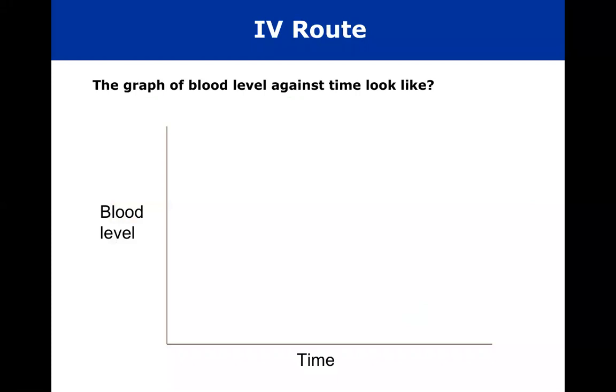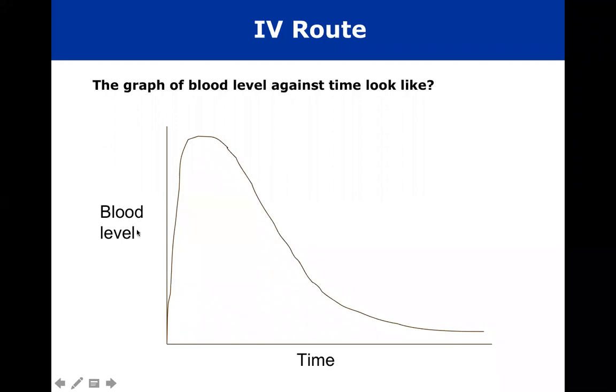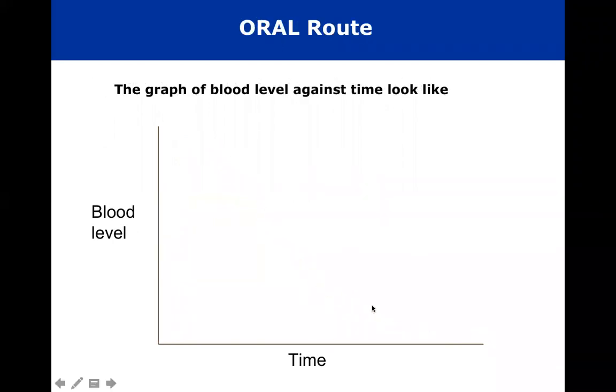In general, the graph of blood level against time looks like this. This is the blood concentration level, and this is the time. So here, starting with a higher level in the IV route, and with time, there is a decrease and deceleration of the curve, which means the concentration will decrease with time. While for the oral route, the graph of blood level will be like this: it increases slowly, reaching the peak, and then decreases slowly.